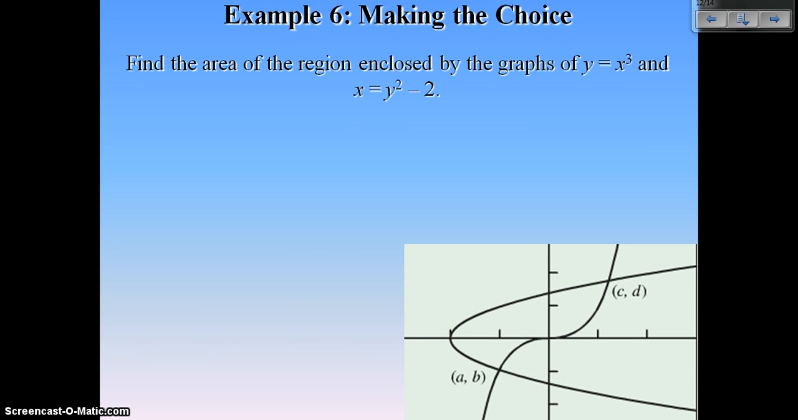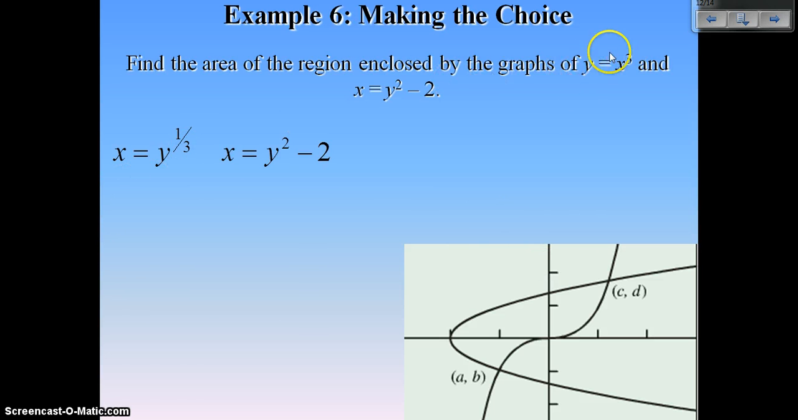Alright. Example 6, making the choice. Find the area of the region enclosed by the graph y equals x cubed and x equals y squared minus 2. So our job is to figure out which function are we going to use. Now, if we use vertical rectangles in terms of x, you see that right here we're going to have to deal with one situation, because once we hit this point right here, the bottom function changes. And then here we would have to do another situation. If we go left to right, it looks like this is always the right function, this is always the left function.